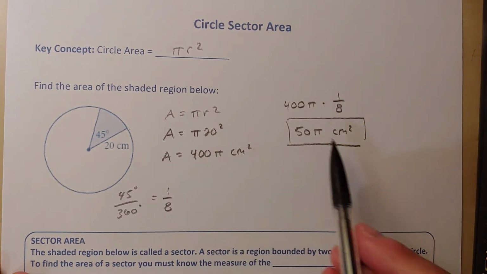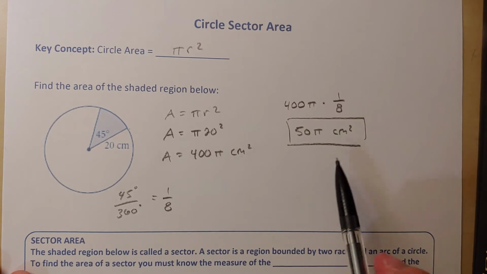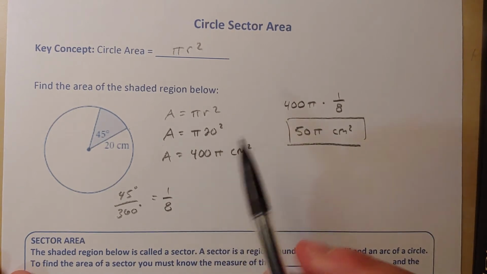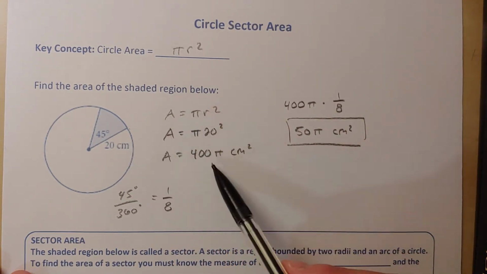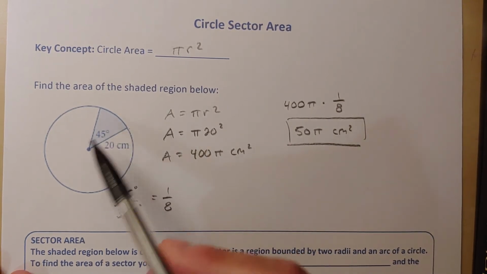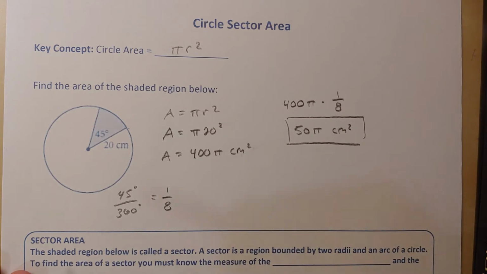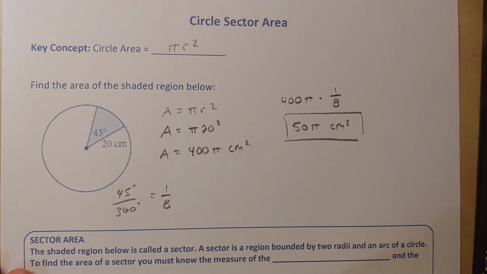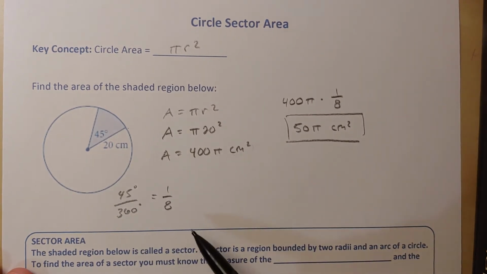But this process we can boil down to a formula if we think about what we just did. We found the area of the entire circle, and then we multiplied it by what fraction of the circle the sector is that we're looking for. This is very similar to how we found arc length when we were taking the circumference of the circle and multiplying it by the fraction of the circle that the arc took up. This is the very same idea.